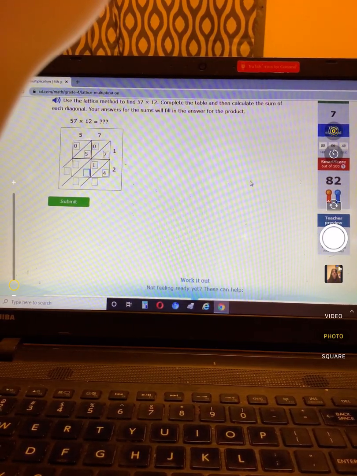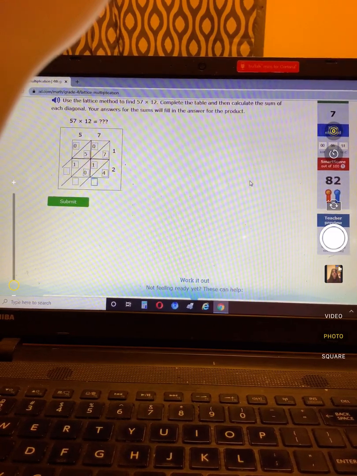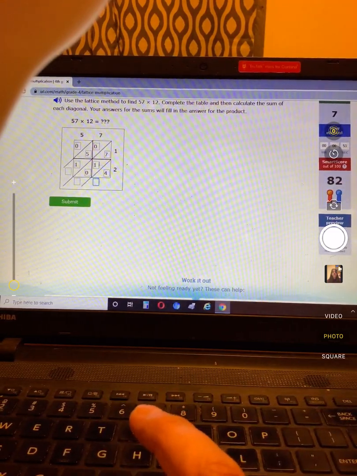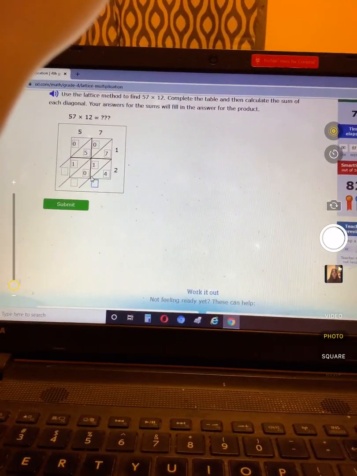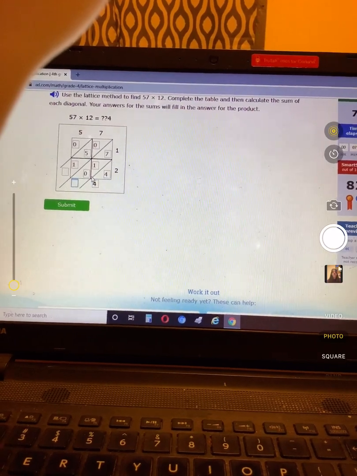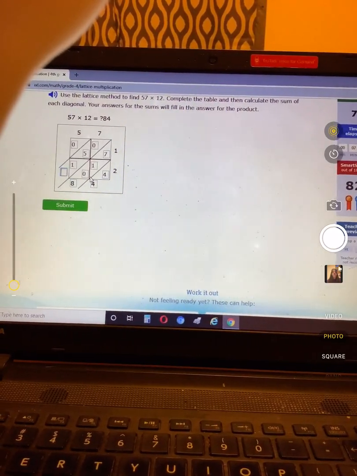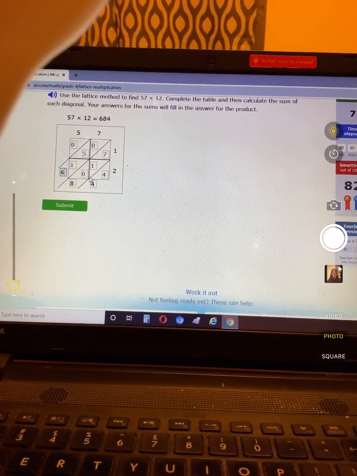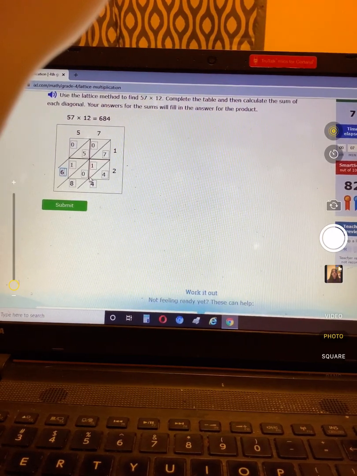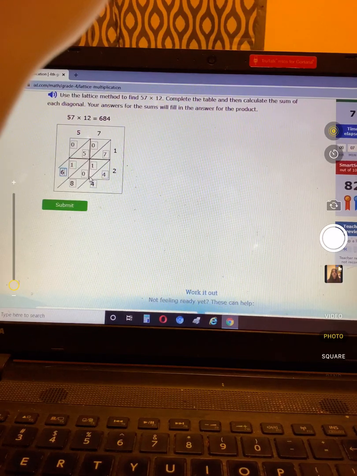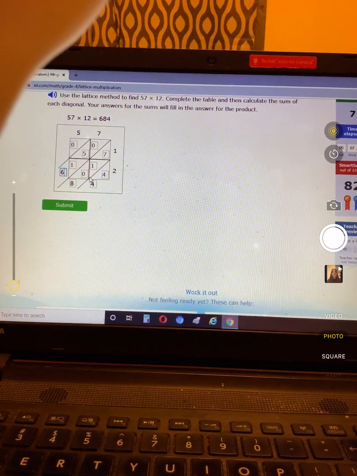The 1 is in the tens. 2 times 5 is 10. We put a 0 there. So you can see 14, 10. Okay? Oh, sorry. So 4 plus nothing is 4. 7 plus 1 is 8. 5 plus 1 is 6. And we have nothing there. So 57 times 12 should be 684.